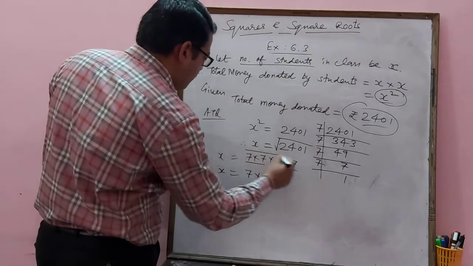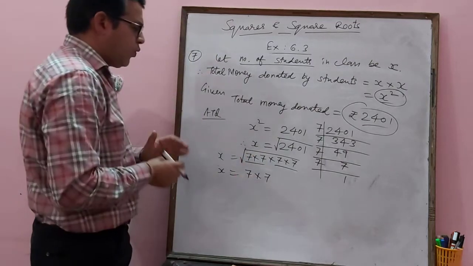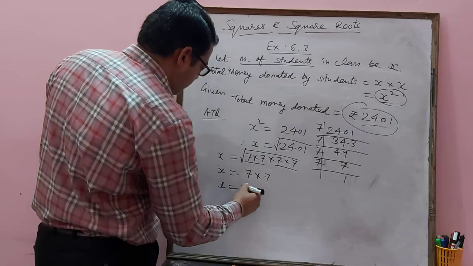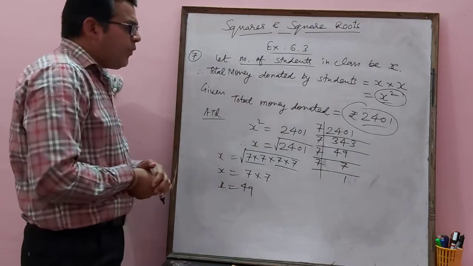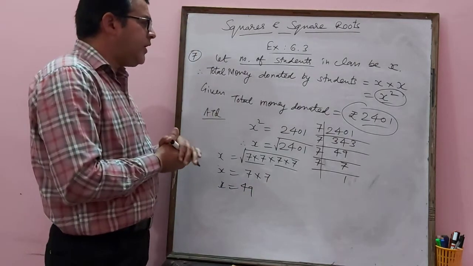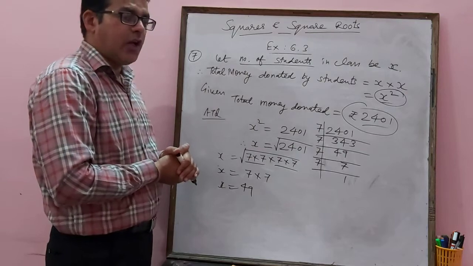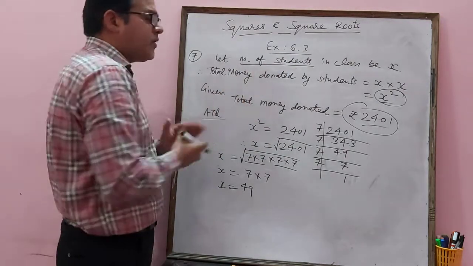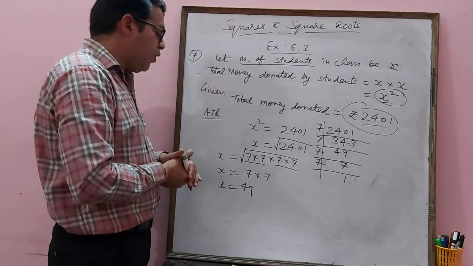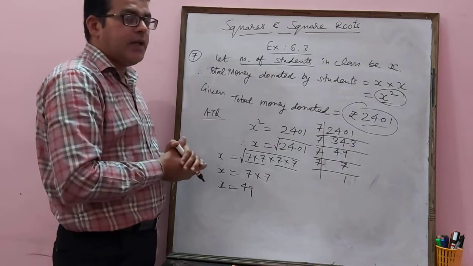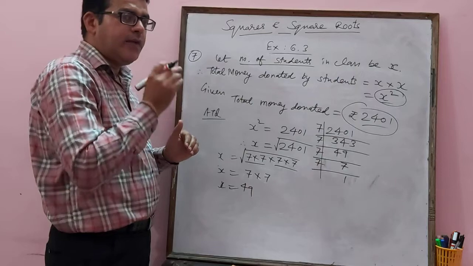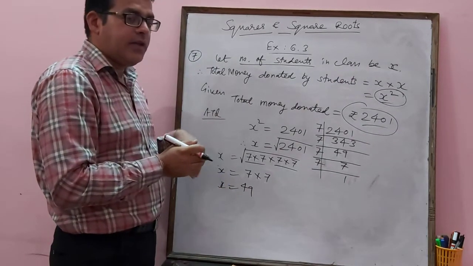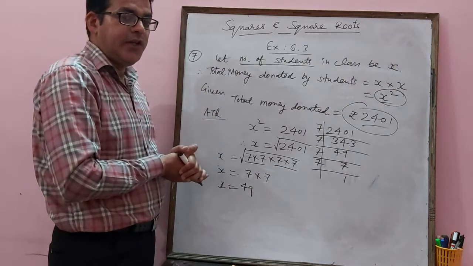We can also put here this square root symbol. So 7 into 7 means 49. So we can say that there are 49 students in the class. The value of x is 7, and x, what is x here? Number of students that we assume. So 49 students are there in class, and they donated 49 rupees each student.